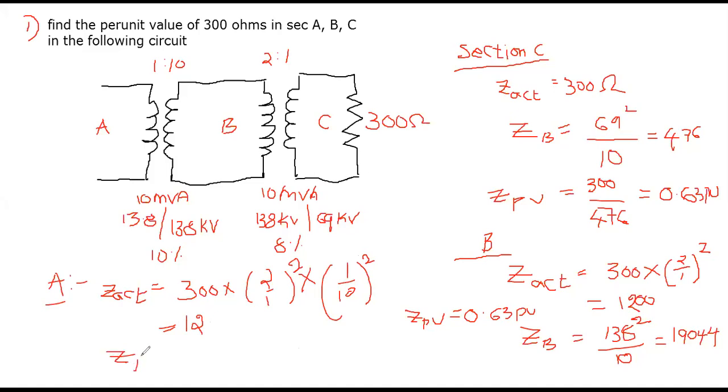Now Z base is kV base, that is 13.8 square divided by 10. Now what you will get? 19.04, right? Now again find Z per unit. So Z per unit is equal to, in this case also you will get 0.63 per unit.